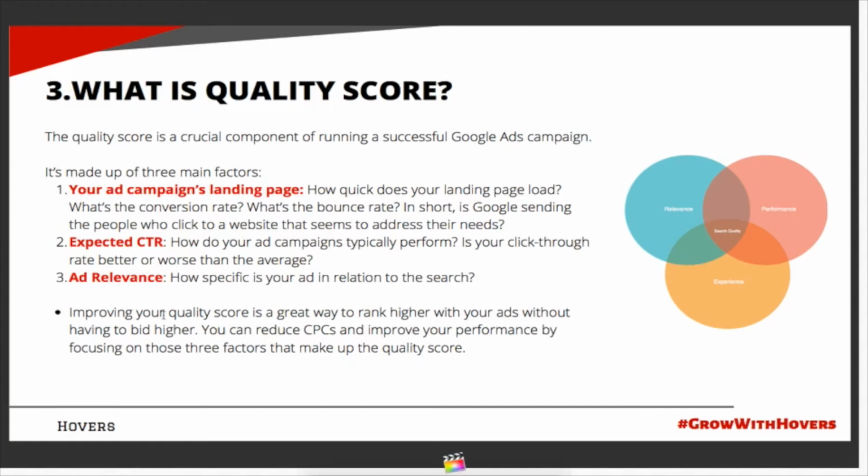Improving your quality score is a great way to rank higher with your ads without having to bid higher. You can reduce cost per click and improve your performance by focusing on those three factors that make up the quality score. Like we said, it's the campaign's landing page, the expected CTR, and the ad relevance. If you don't know what CTR is, it's basically the click through rate.